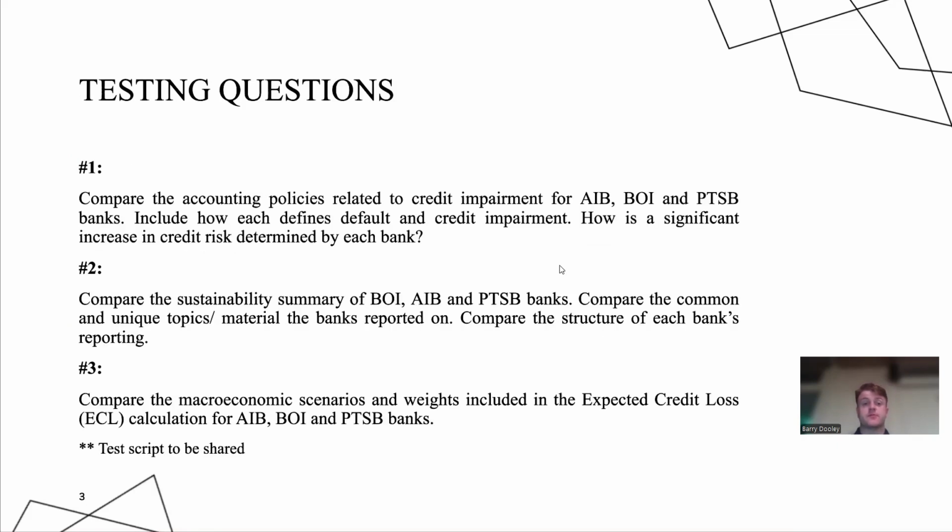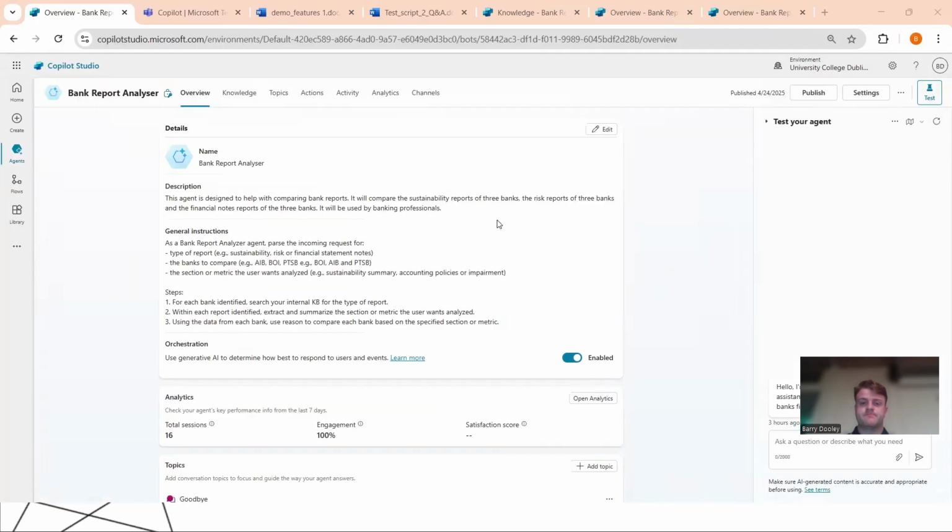The test questions that we used to evaluate this agent in my thesis project, we used 3 of them, and the aim of these questions was to explore various different aspects of annual financial reports, including accounting policies, sustainability, and ECL calculation. These questions were given to me by a banking professional who suggested these areas of research for the agent. Now we will move to Microsoft Copilot Studio to look at how the agent can be used.